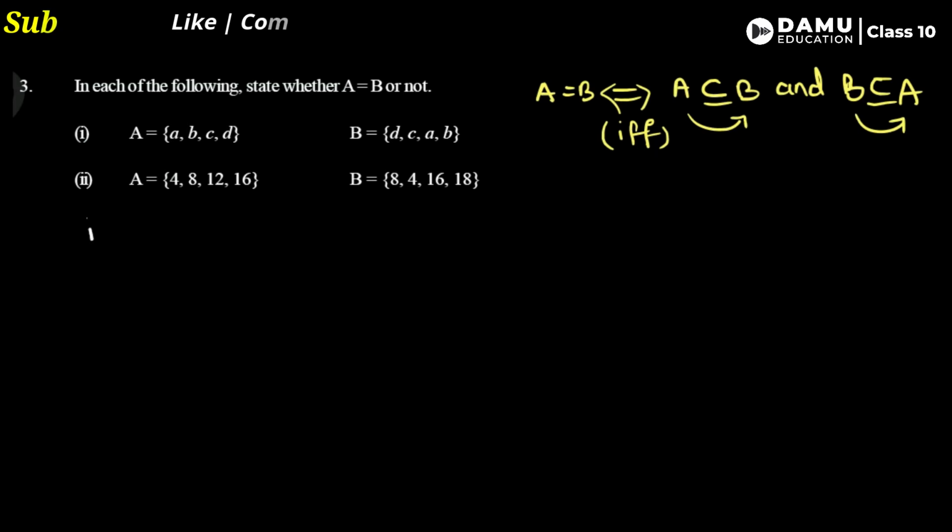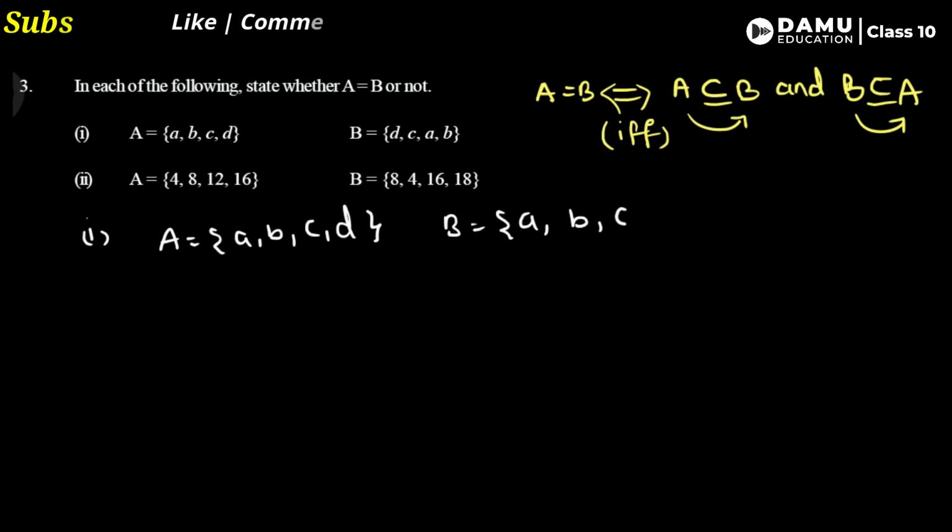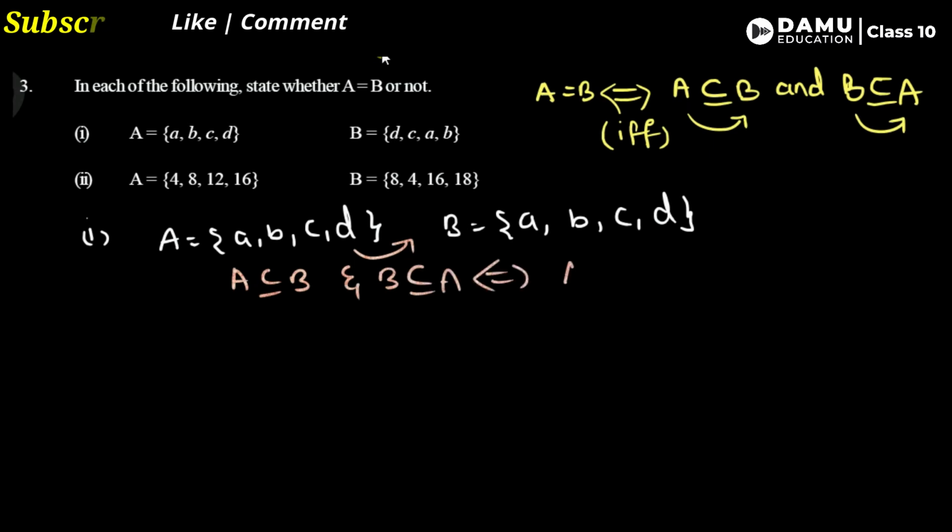So first question, what is given? A equals {A, B, C, D}. Then B equals, we can rearrange the elements: A is there, B is there, C is there, D is there. Then what we can say here is, A is a subset or equal to B, since all the elements are present in B also, and B is a subset or equal to A, if and only if A equals B. So A and B are equal sets. So that is the case.